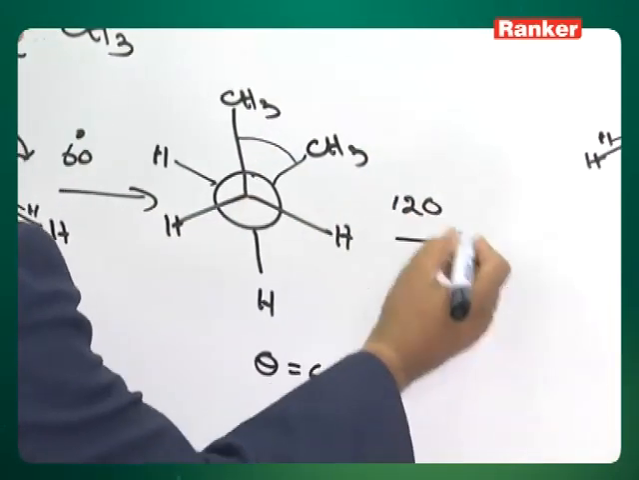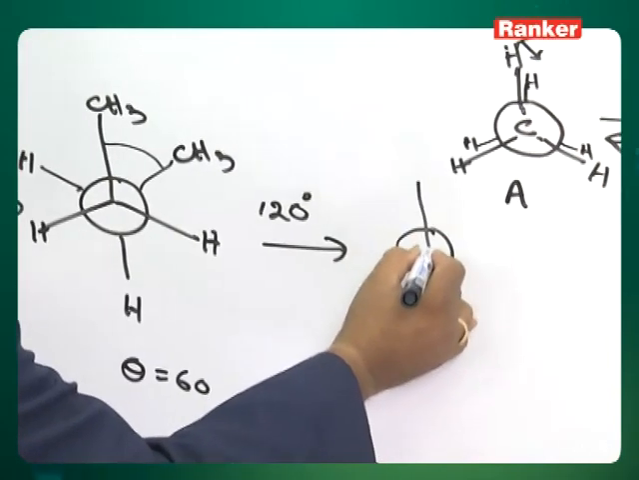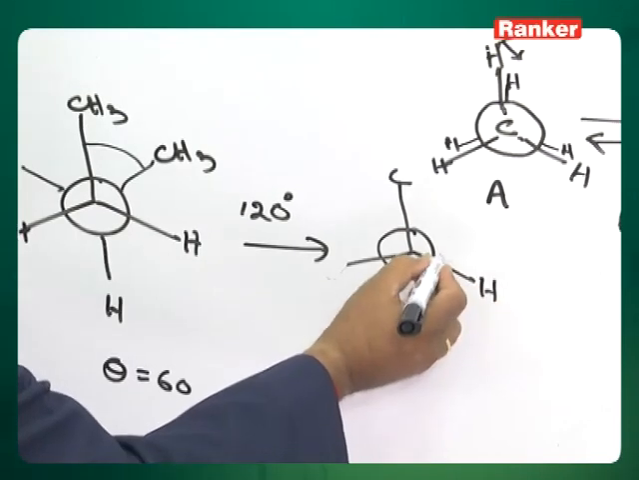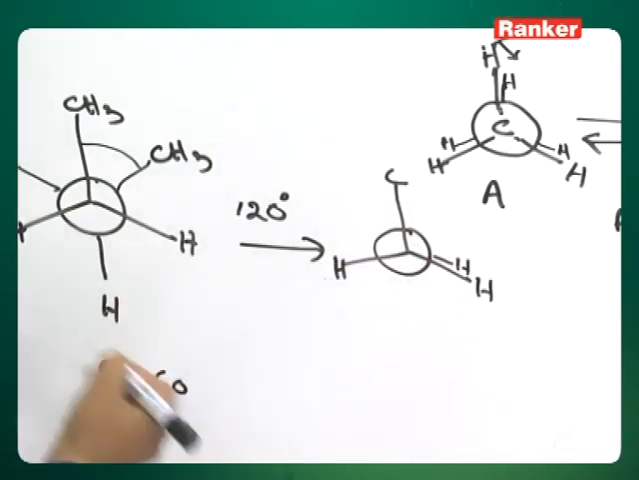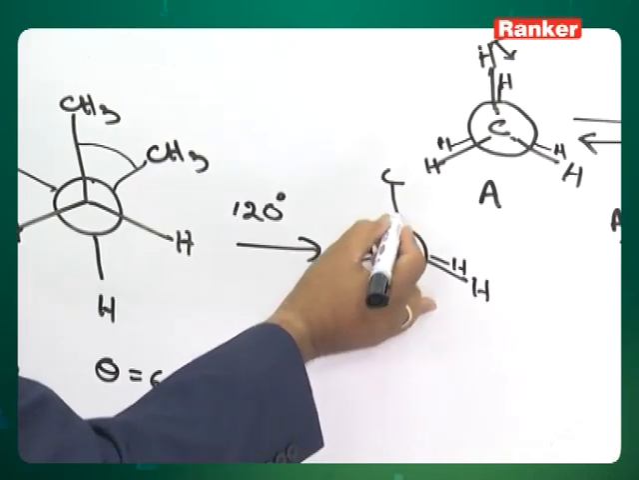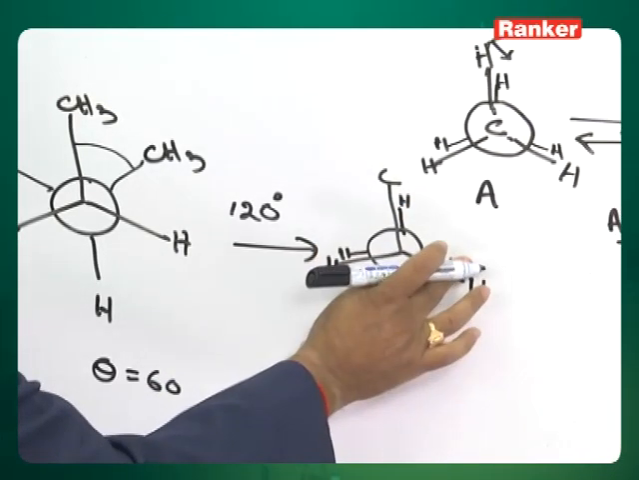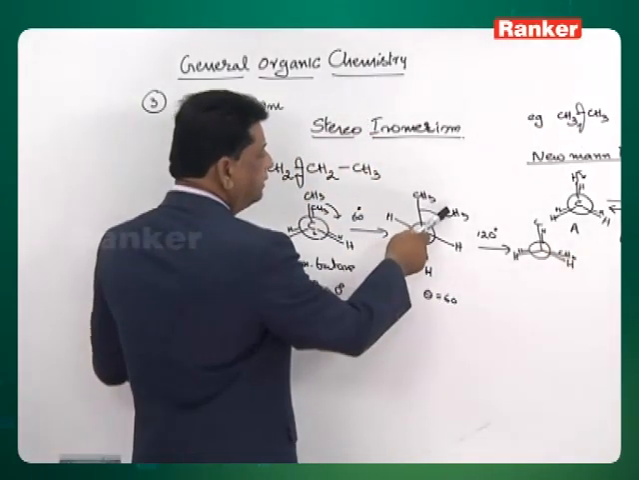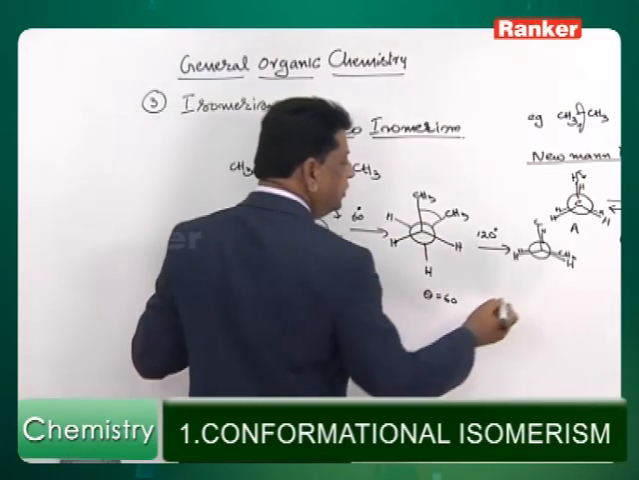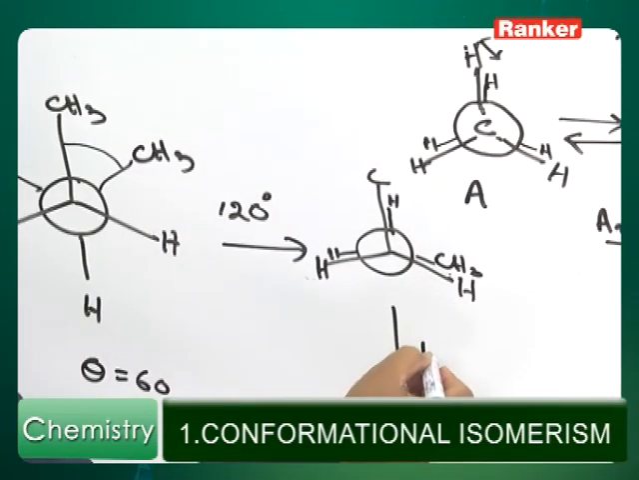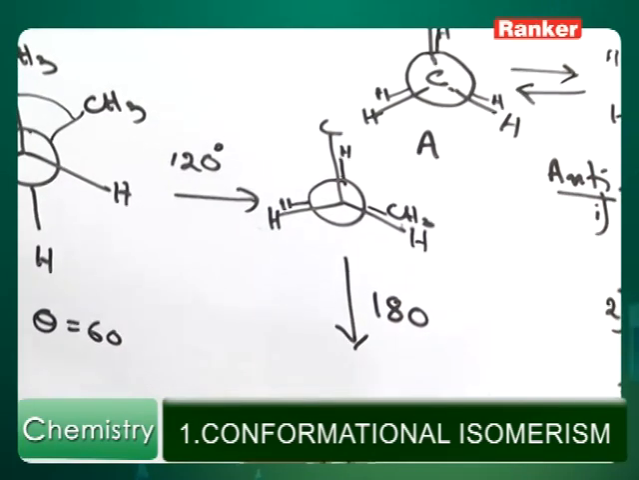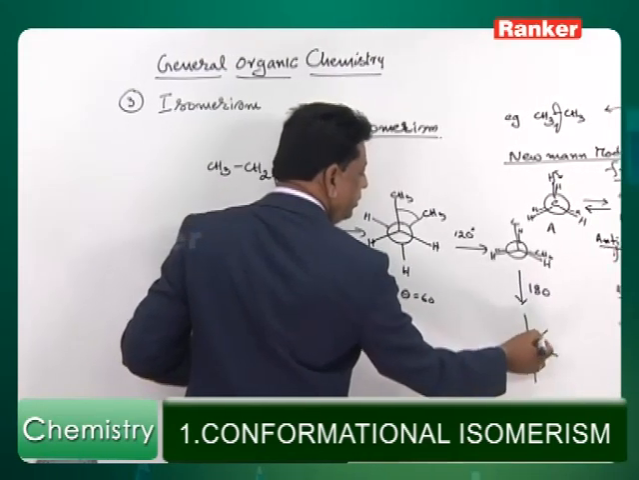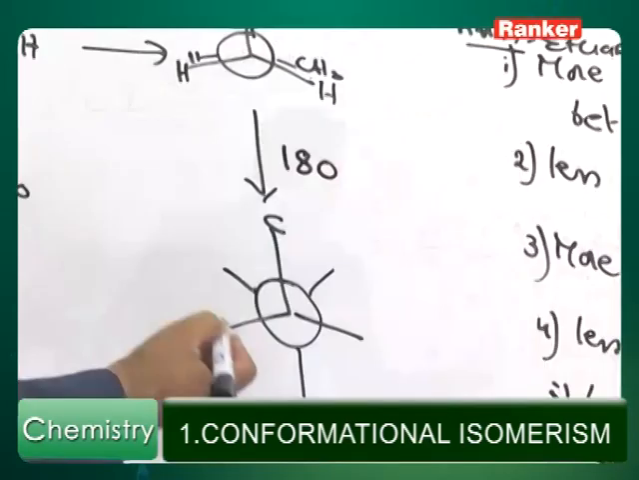Then once again rotate one more 60, plus one more 60 means total 120. From here to here, if you rotate 120 degrees, the first methyl will be as it is, and the second methyl will come behind the first hydrogen. So another hydrogen here. So this is your methyl. The methyl has come to the back side of the hydrogen. Still rotate one more 60, total is 180 degrees. Then the first methyl will be upside, and the second methyl will be opposite to the first methyl. Opposite. The rest are the hydrogens.